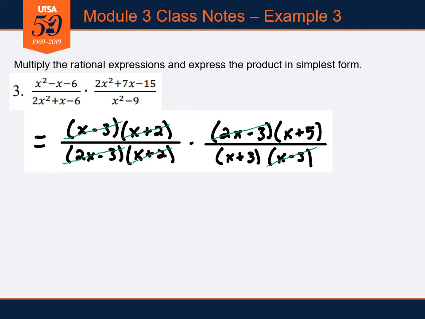And once I factor and reduce all the common factors across the multiplication, then I'm left with something relatively simple in this case, which is the only factor that didn't cancel in the numerator was x plus 5. And in the denominator, that would be over x plus 3. And that is my simplified form with no more common factors.